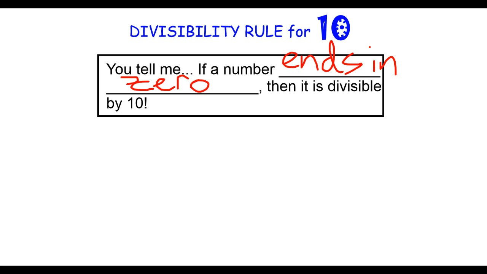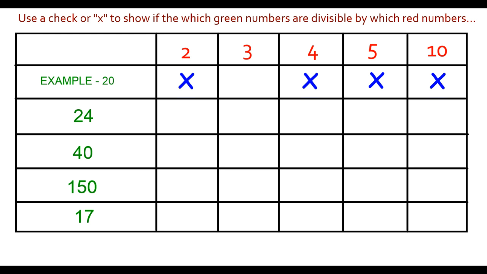So what we're going to do now, as a matter of practice, is you're going to fill out what I call a divisibility chart. So the example here that I give with 20 is we're going to use an X or a check to show the green numbers on the left being divisible by the numbers on the right. So for 20, 20 is divisible by 2 because 20 is even. 20 is not divisible by 3 because 2 plus 0 is 2, and 2 is not divisible by 3.